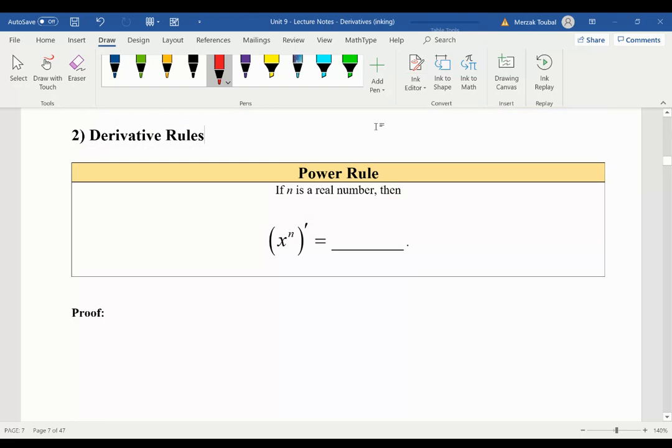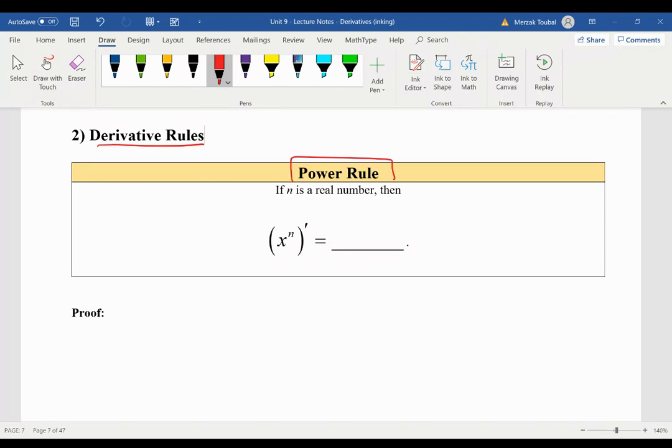Now, to find the derivative or the instantaneous rate of change, we can use derivative rules, instead of using that formula each time, which is very complicated for complex functions. The first tool we're going to learn is called the power rule.